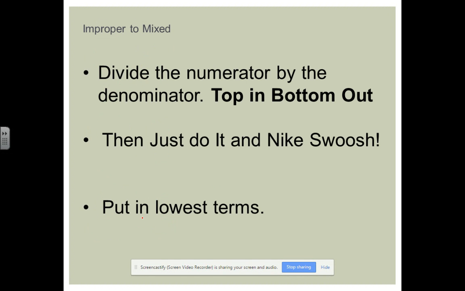Now, our strategy for improper to mixed is top in, bottom out, and Nike swoosh. So we are going to divide the numerator by the denominator, top in, bottom out, then just do it and Nike swoosh. And we're going to put our mixed fraction always in lowest terms. Let's take a look at some examples.